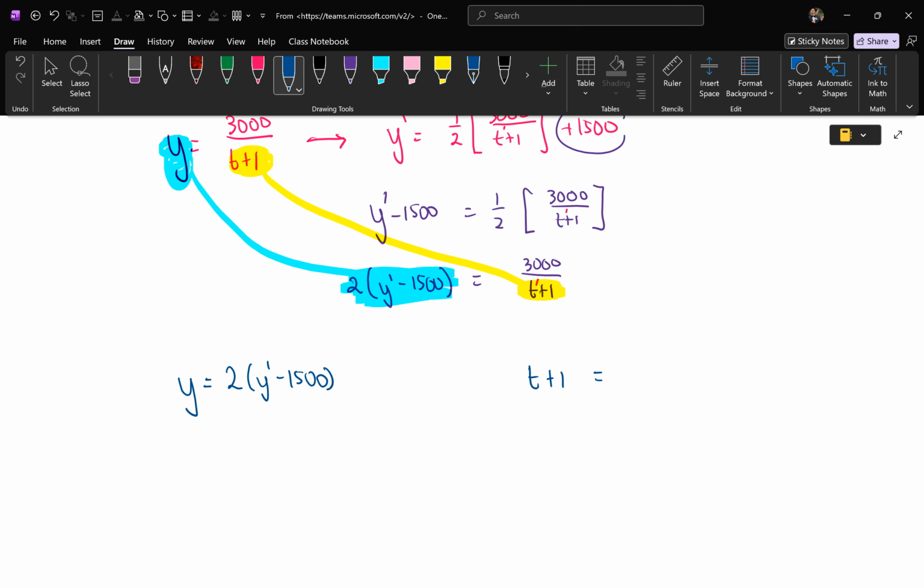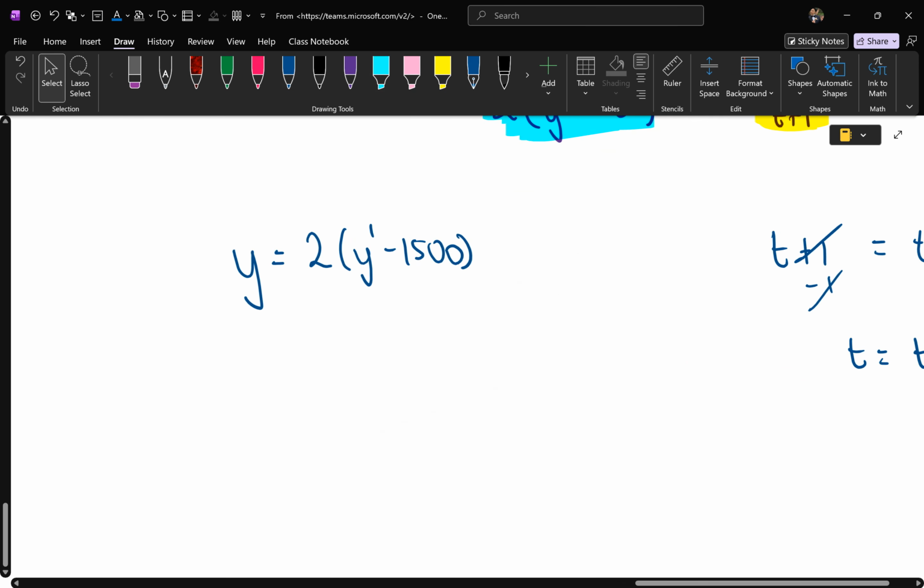Original t plus 1 is equal to new t plus 1, which interestingly enough, we can clearly tell because it's all vertical transformations, no horizontal transformations. So it cancels out and it just becomes t equals t dash, right? Which we can already see. Nothing has changed for the horizontal transformation. It's only the vertical.